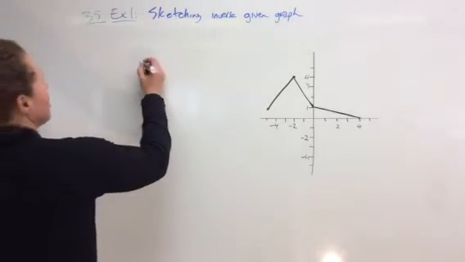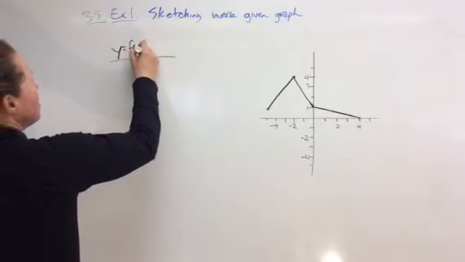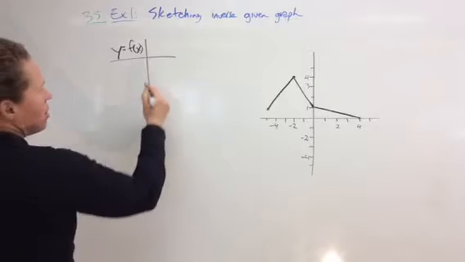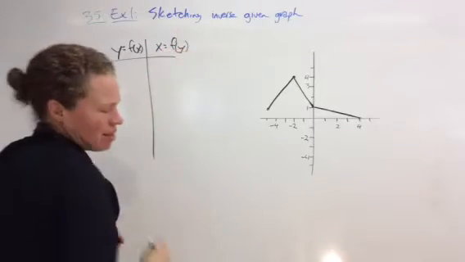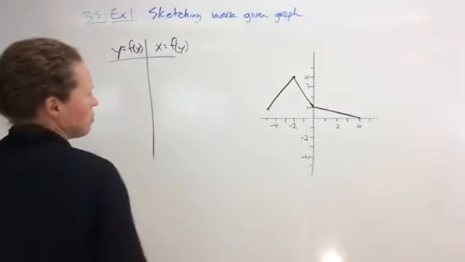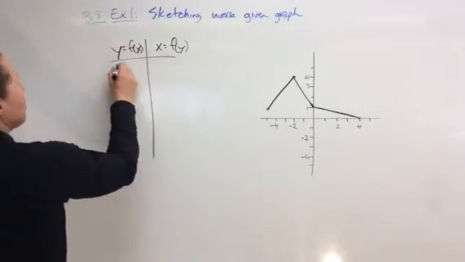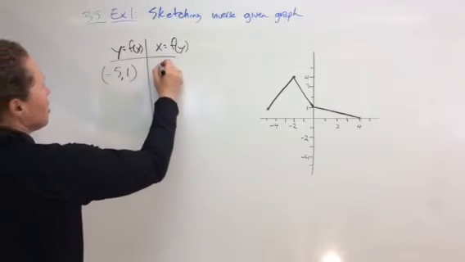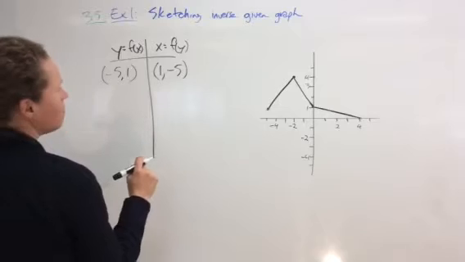So I can make my little table, y equals f of x on this side, and I can make this one x equals f of y. If that doesn't blow your mind too much, that's what we're going to be doing. We're going to be switching them. So first point is at negative 5 and 1. So it's going to be 1 and negative 5. See how I just switched them?